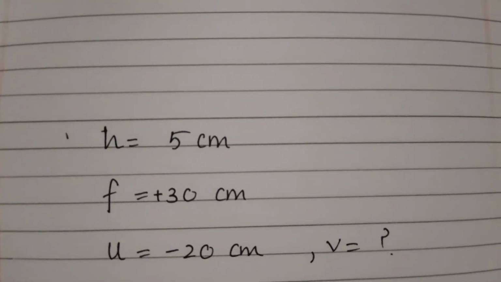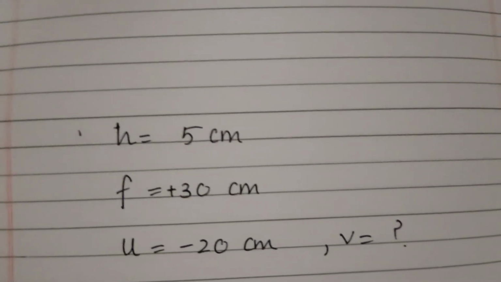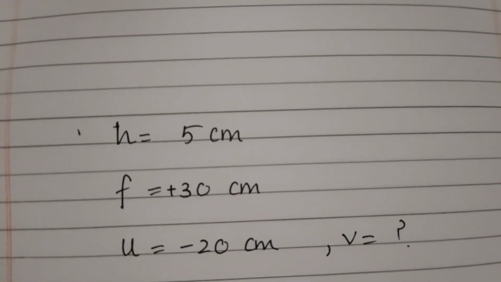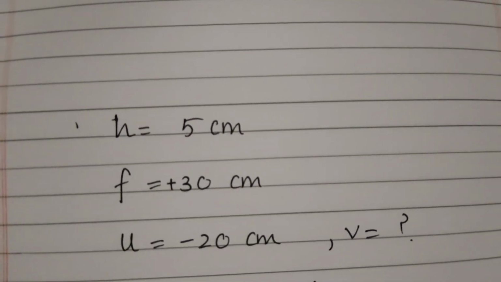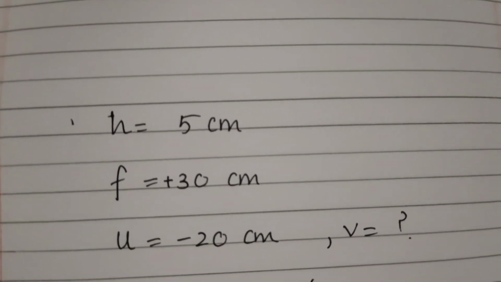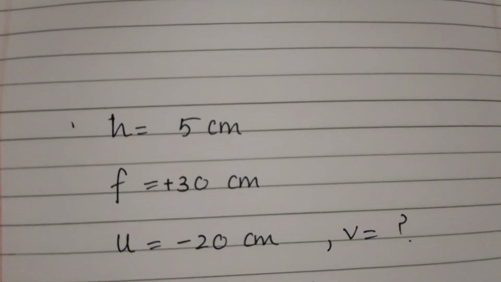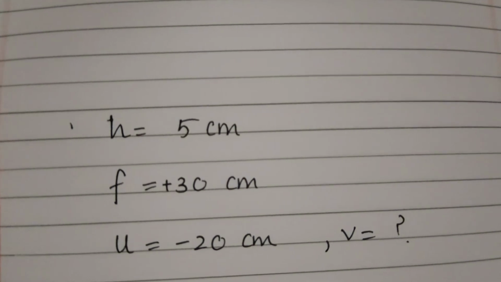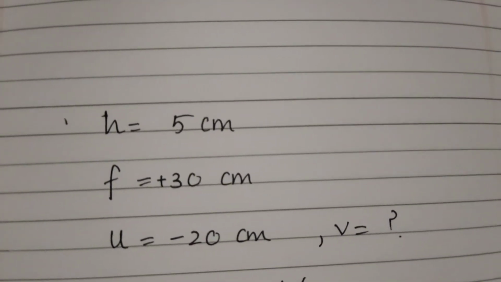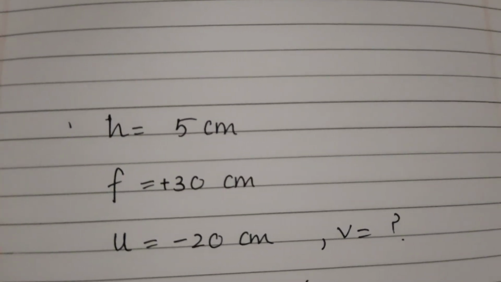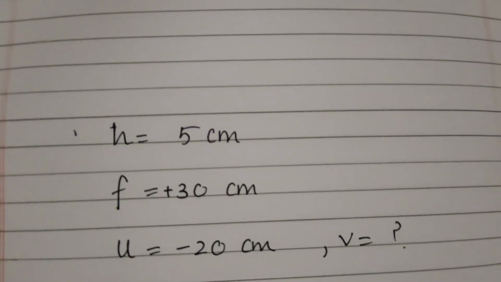Height of the object is 5 centimeters, which we can take as positive. F is plus 30 centimeters, as it is a convex lens, focal length has to be positive. U, object distance, is given as 20 centimeters, the object is at 20 centimeters from the lens. So by convention, U has to be negative because the object always lies on the left hand side as per sign convention, and it has to be taken as negative.